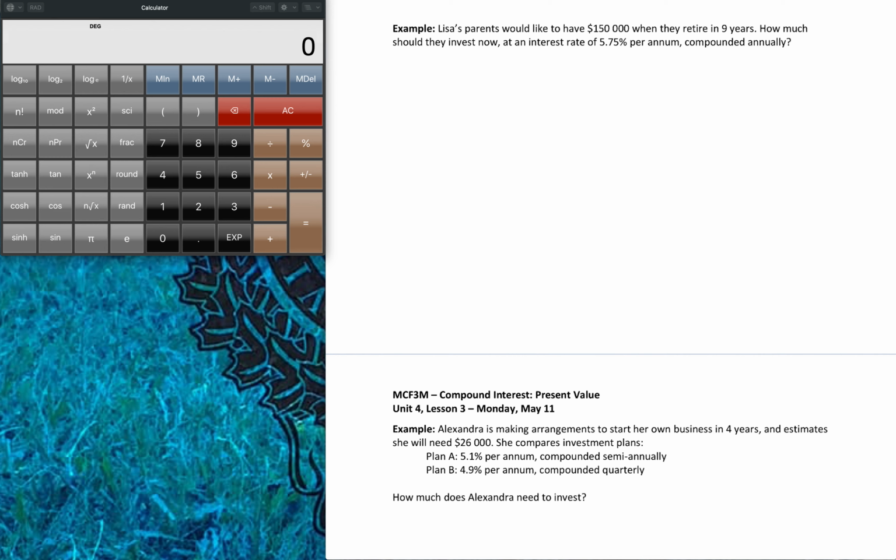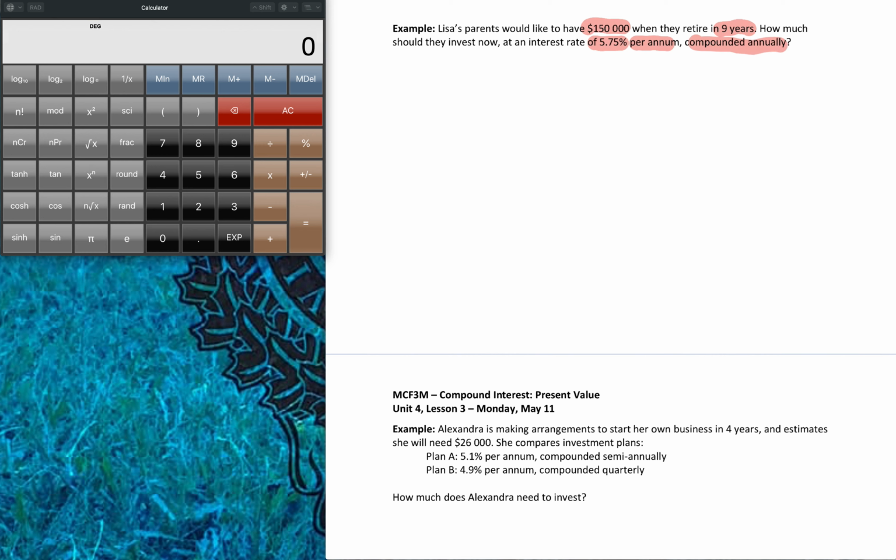That's it. So this example: Lisa's parents would like to have $150,000 when they retire in 9 years. How much should they invest right now at an interest rate of 5.75% per annum compounded annually? There are lots of different little things going on in here. I can highlight this is important, that's important, and this is important.